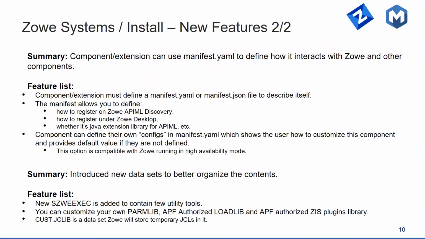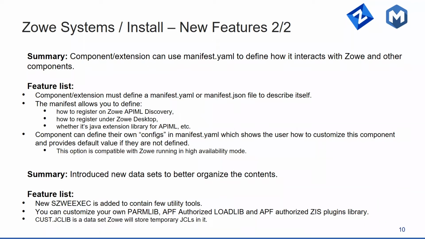We have another change from version 1 on the data sets. In version 1, you probably saw SZWESAMP and SZWEAUTH, two data sets. In version 2, we have one more, which we call SZWEEXEC. It has a few utility tools that we put there to help us install and configure Zowe. That part of the change comes with the Zowe runtime. If you install Zowe, you will see this data set.